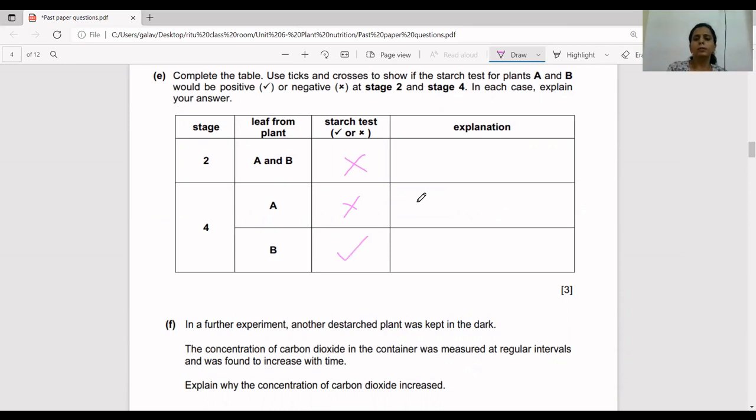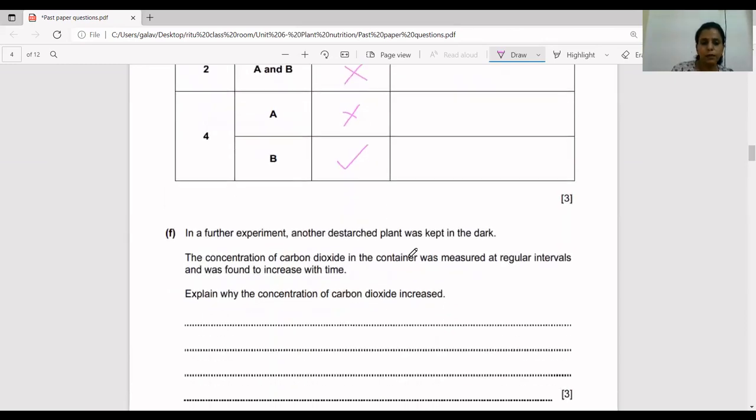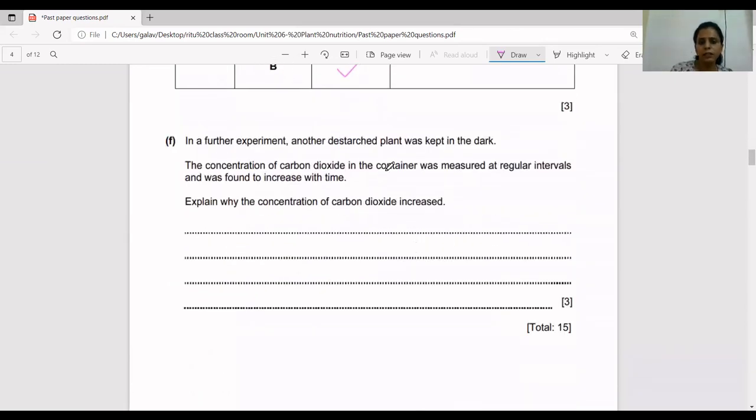Okay, so here the explanation for A would be: as potassium hydroxide beads have absorbed carbon dioxide gas from the air, no photosynthesis could take place, hence starch was absent. And in the case of B, it was the control plant. It was provided with all the necessary requirements for the process of photosynthesis, hence the photosynthesis process could take place and starch was present.